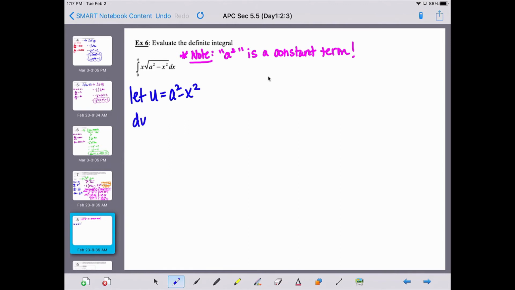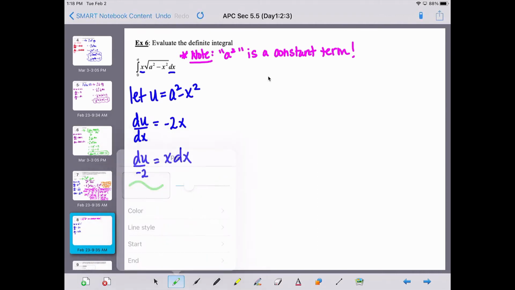Then my du dx, derivative of u with respect to x, is going to be equal to, again, a squared. A is a constant, so a squared is also a constant. Derivative of that is 0. Negative x squared, derivative of that is going to be negative 2x. And so now, just like I always do, I can do some rearranging here. I can divide by negative 2, and I can multiply by dx to try to make it look like the remaining part of my function here with my x and my dx, right? So if I do that, I will have du divided by negative 2 is equal to x dx.